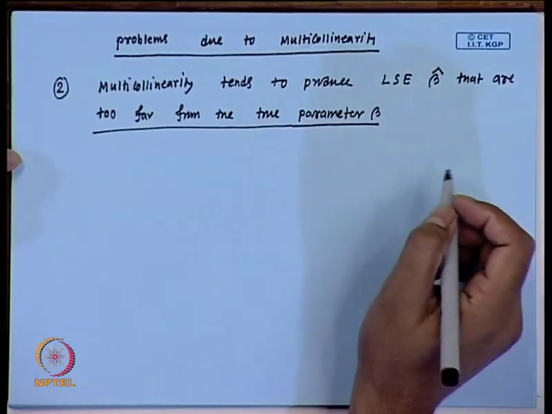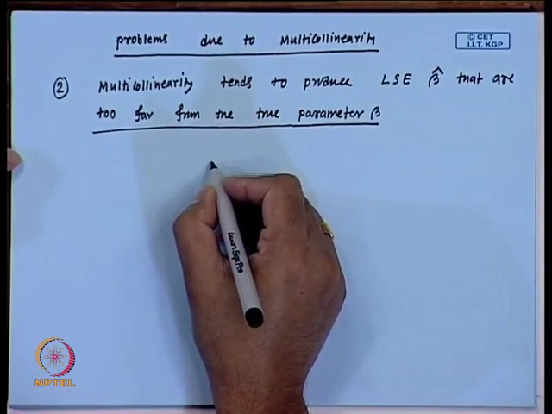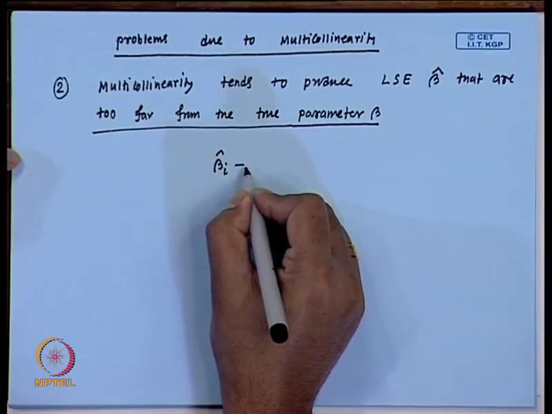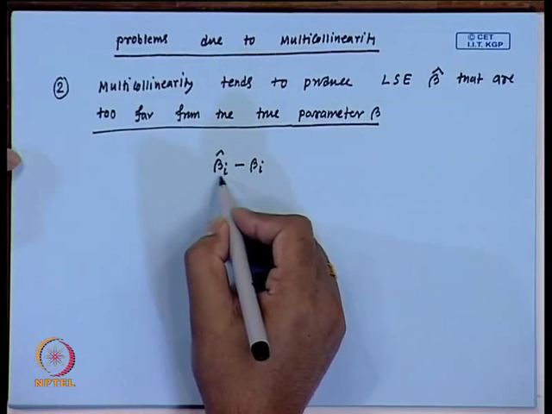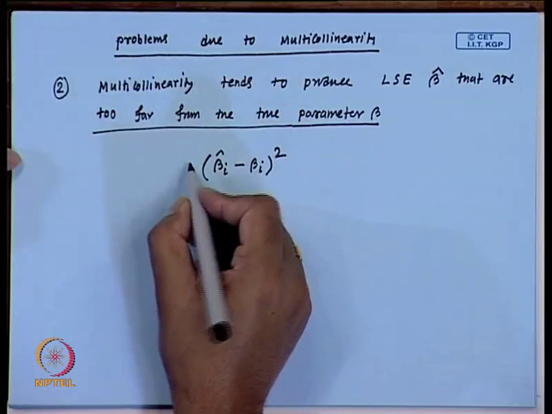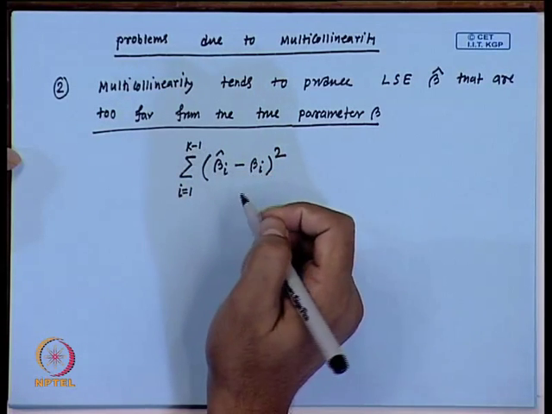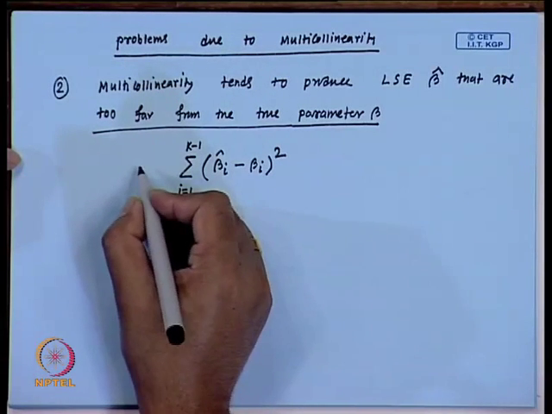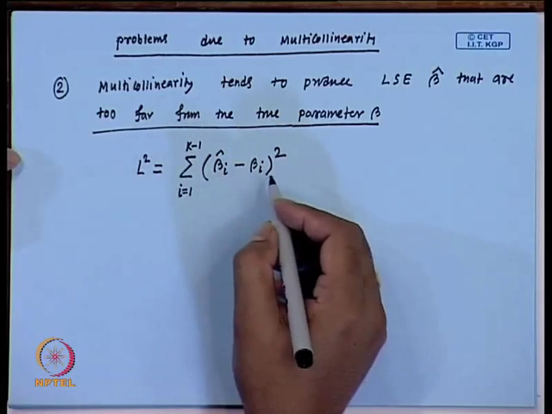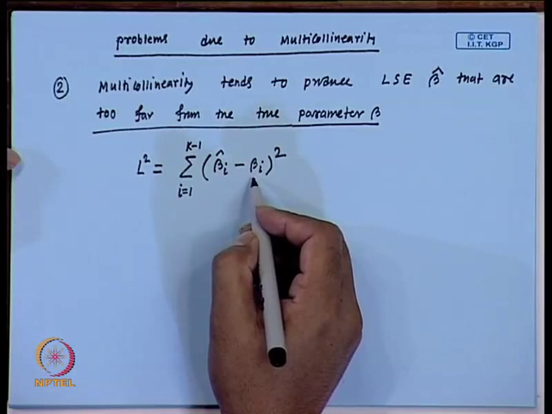Okay, so here we compute the square distance between the least square estimate of the regression coefficient, beta i hat minus beta i. This is the estimate of the ith regression coefficient and this is the true value of the ith regression coefficient, and the square distance is this one, summed over i from 1 to k minus 1, and we denote this by L square. This is the square distance from beta hat to the true parameter value beta.